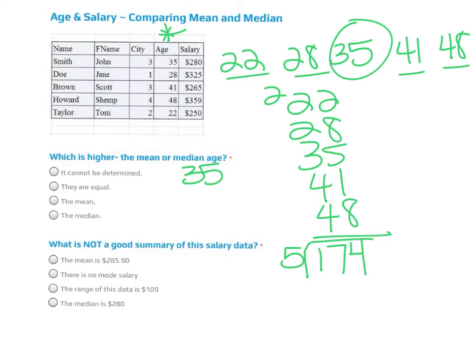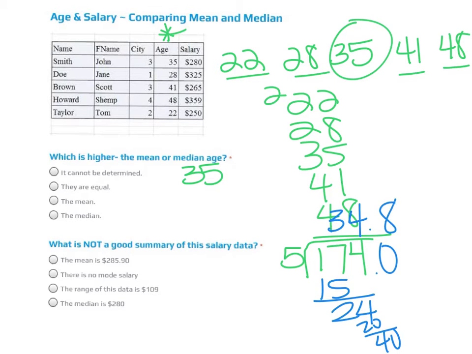My average, 5 goes into 17 3 times, with 2 left over, 5 goes into 24 4 times, with 4 left over, I drop my 0. 5 goes into 40 8 times. So my average is 34.8, and it wants to know which is higher, my mean or my median. Well, 35 is greater than 34.8, so the median is my greater number.